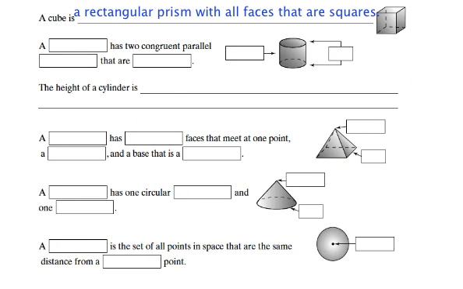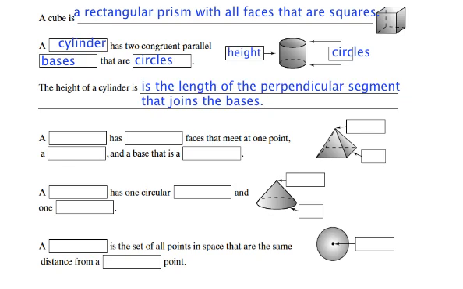A cube is a rectangular prism with all faces that are squares. A cylinder has two congruent parallel bases that are circles. To the right we have a cylinder, and the bases are circles. The height of a cylinder is the length of the perpendicular segment that joins the bases. So this is our height.